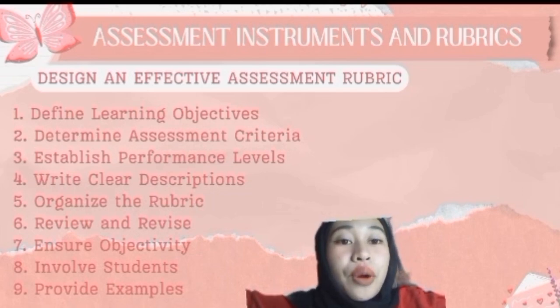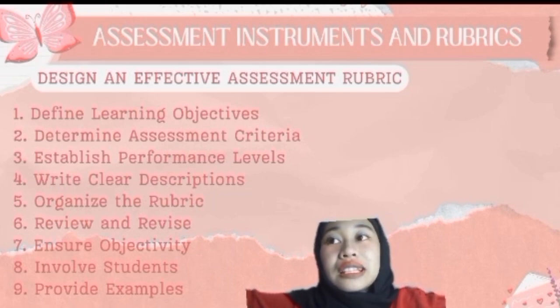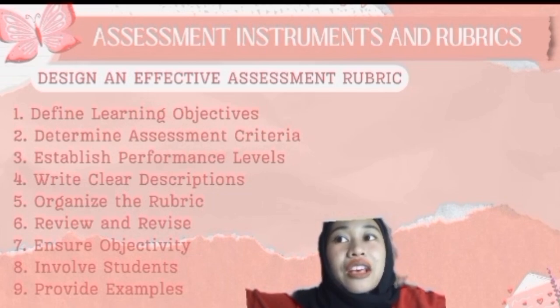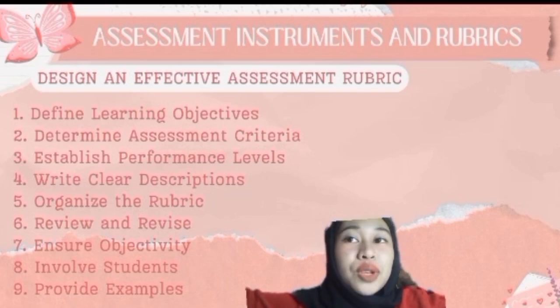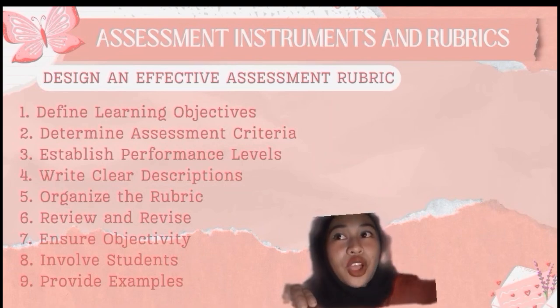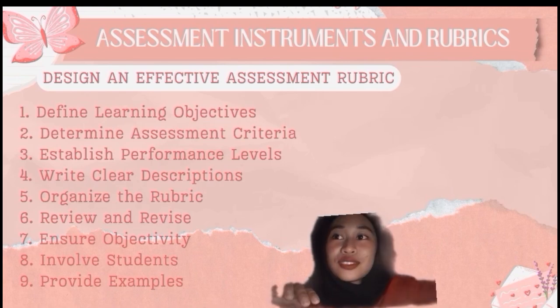6 is review and revise. Test the rubrics before finalizing. Pilot the rubric with sample student works to ensure it effectively distinguishes between different levels of performance. 7. Ensure objectivity. Maintain objectivity. The rubric should be free from bias, relying solely on the established criteria and description for scoring.